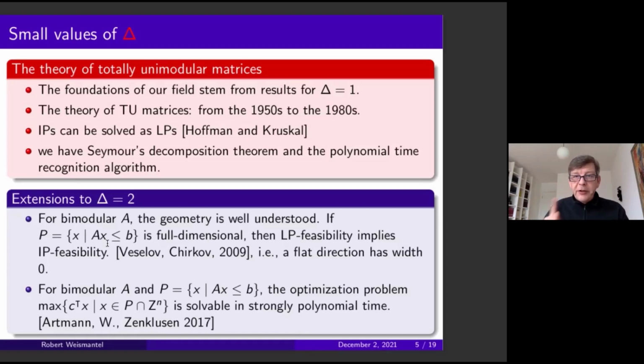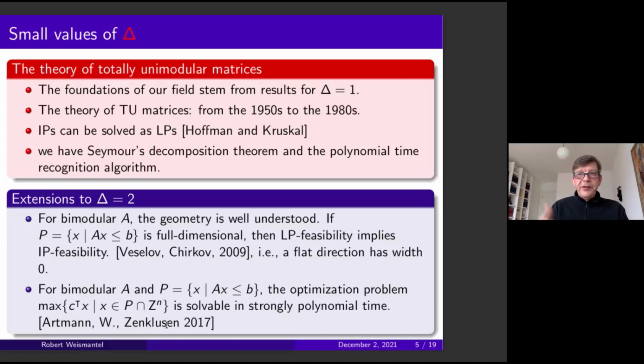So what this in particular shows you is that when delta is equal to 2, and you assume that the polyhedron does not contain an integer point, then the logical consequence is that it has to lie on a hyperplane. So in other words, there's a flat direction of width 0. Accordingly, we now also know how to solve the corresponding optimization problem when delta is equal to 2 in polytime. This is some joint work with Stefan Artmann and Rico.